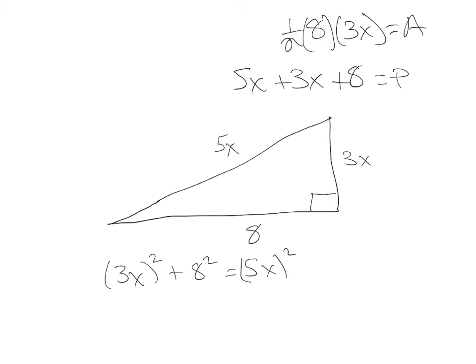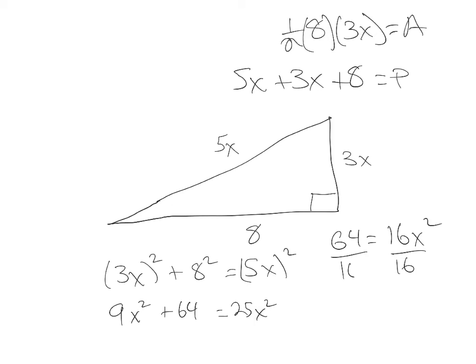So if we go through and we simplify some of these things, we get 9x squared plus 64 equals 25x squared. If we subtract 9x squared from both sides, we end up with 64 equals 16x squared. Divide 64 and 16 by 16, and we end up with 4 equals x squared, or x equals 2.